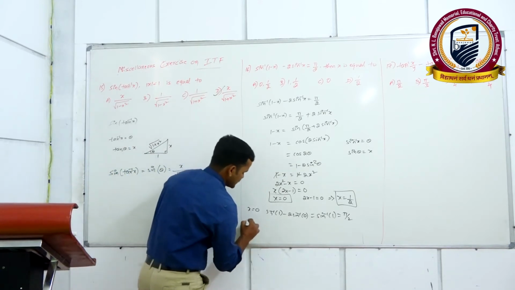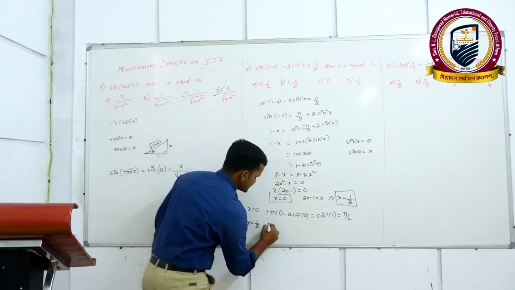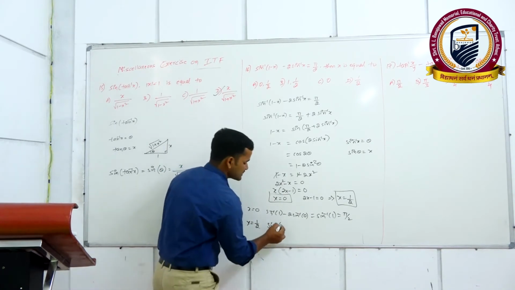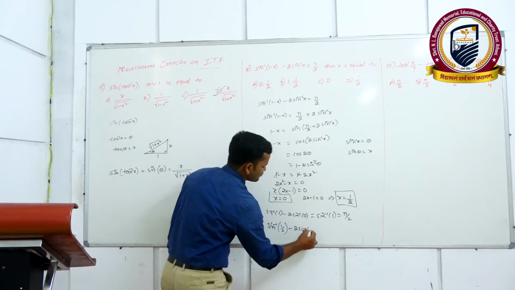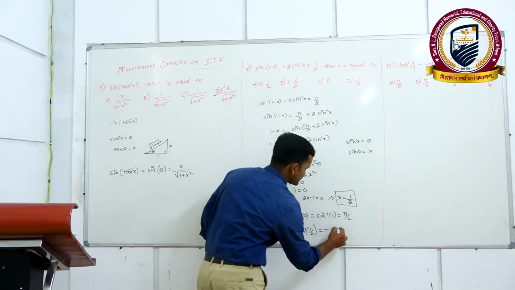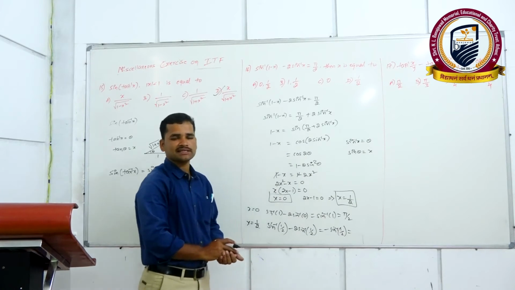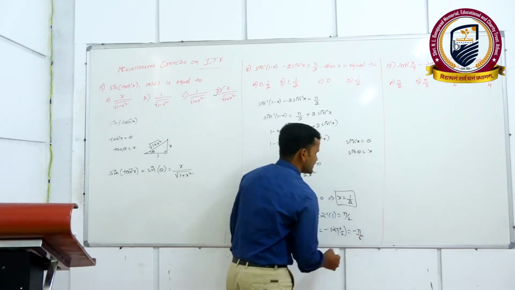Now 1 by 2, substituting x is equal to 1 by 2 in the above expression, this LHS is sine inverse of 1 minus 1 by 2, which is 1 by 2, minus 2 times the sine inverse of 1 by 2. This is minus sine inverse of 1 by 2. Sine 30 degree is 1 by 2, means pi by 6. Minus pi by 6 we are getting.